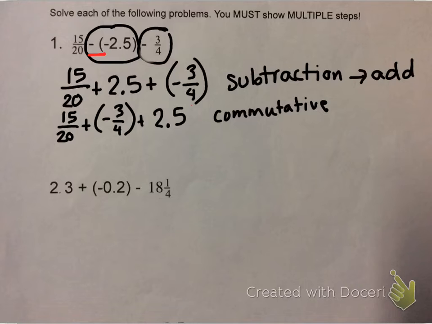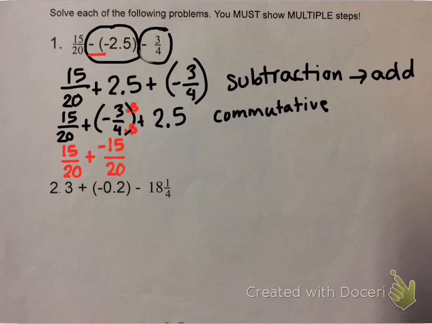Now, since we moved those fractions beside each other, we need to be able to add them, but before we can add fractions, what do I have to have? Common denominators. So what's the common denominator between 20 and 4? It is 20, so I'm going to multiply this by 5. When I multiply that fraction by 5, that's going to give me negative 15/20.